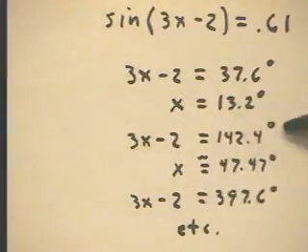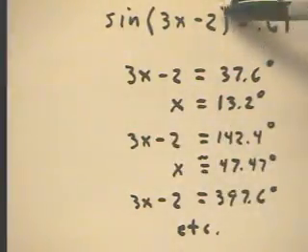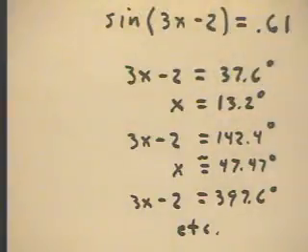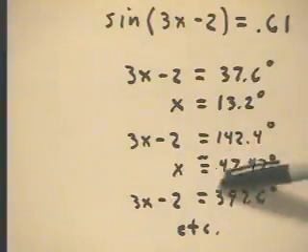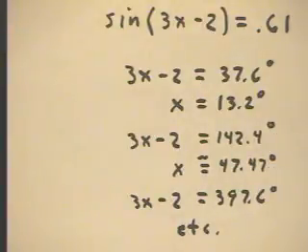Alternatively, 3x minus 2 could be 142.4 degrees. The sine of 142.4 degrees is 0.61. And that, solving for x, would tell us that x could be 47.47 degrees. Or 3x minus 2 could be 397.6 degrees, etc., etc.